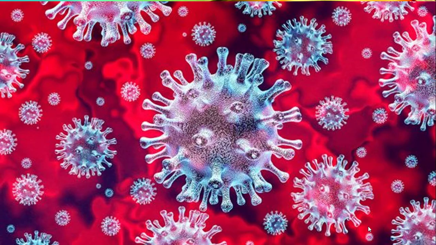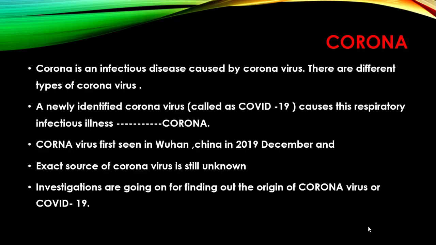In this picture you can see a 3D image of coronavirus. It is spherical in shape with protrusions like spikes that we can see on the surface of coronavirus. Corona is an infectious disease caused by coronavirus. There are different types of coronavirus. A newly identified coronavirus called COVID-19 causes this respiratory infectious illness. Coronavirus was first seen in Wuhan, China in December 2019, and the exact source is still unknown. Investigations are going on to find out the origin of coronavirus.